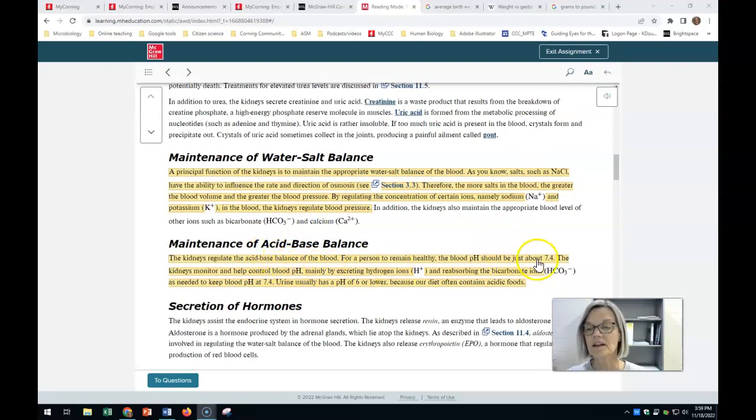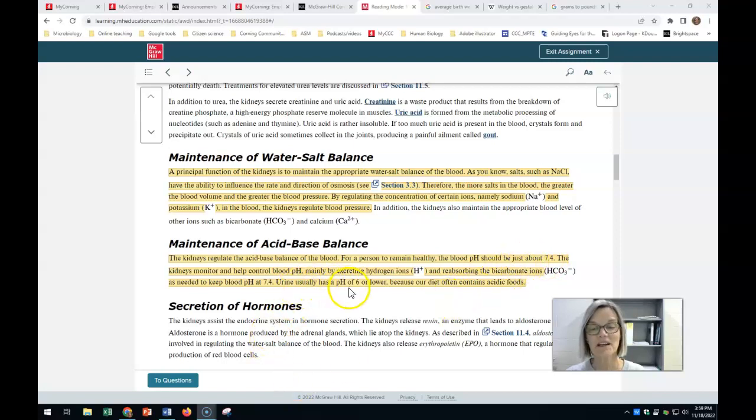The pH of our blood should be around 7.4, and so the kidneys are very good at discriminating pH and figuring out, do we need to get rid of hydrogen ions and make the pH of our blood a little bit more alkaline, or do we need to keep hydrogen ions and make our blood a little bit more acidic? So it's going to be a really important process for the kidneys to maintain normal blood pH, because again, if our blood pH changes much from 7.4, it can be deadly.